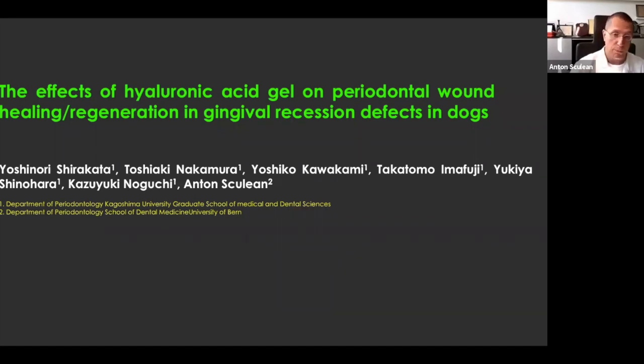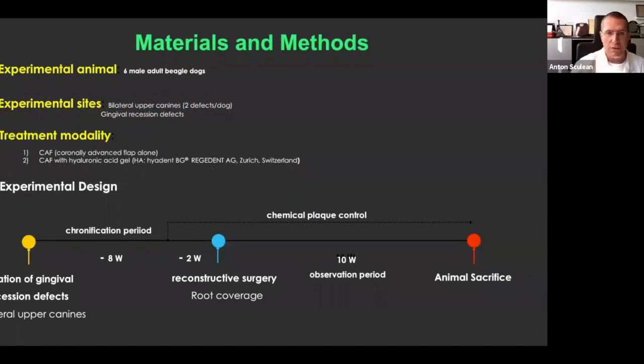However, before I would apply this material, I would like to know what is happening on the debrided root surface. Can we obtain a certain periodontal regeneration on recession? And again, with our friends from Japan, we designed a very simple experiment. Recession type defects were created, of course, standardized recession type defects, and they were treated after a certain chronification period with two different approaches. Coronally advanced flap alone, serving as control, or coronally advanced flap combined with hyaluronic acid.